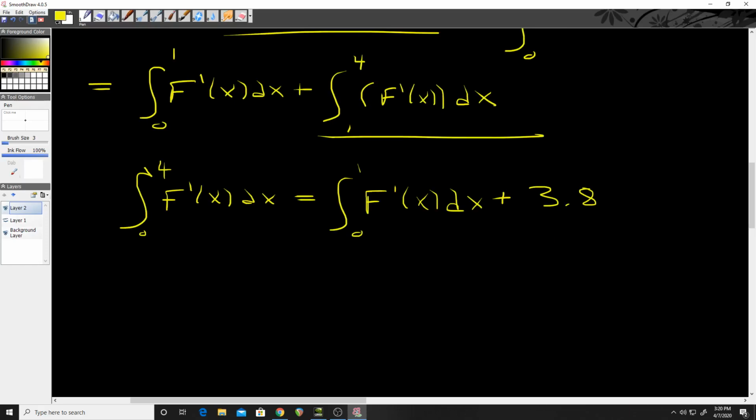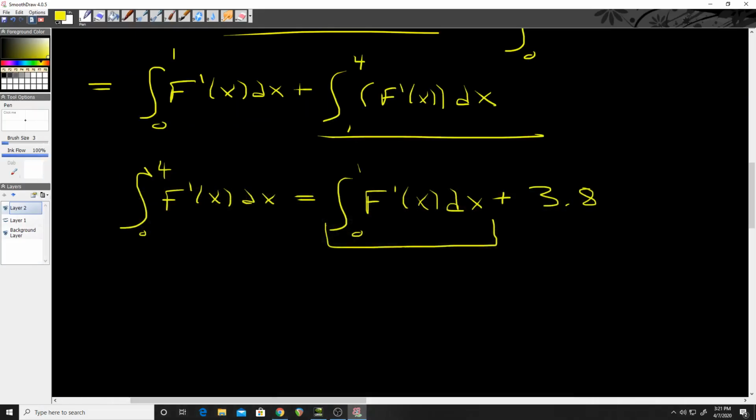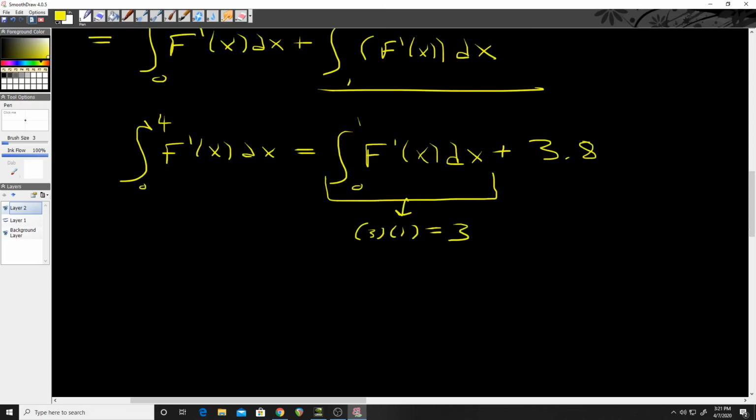Well, can we figure out what this piece is? That's the next thing. Let's look at our problem and see if we can. And look at that. This is a horizontal line segment at height 3. We can also easily see that there's 3 squares in here, so the area is going to be 3. If you think about the area of a rectangle, 3 times 1 is 3. So the integral from 0 to 1, just by doing some geometry, is 3 times 1, which is 3.